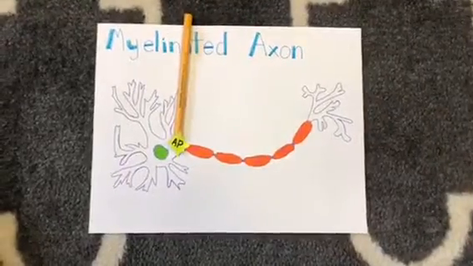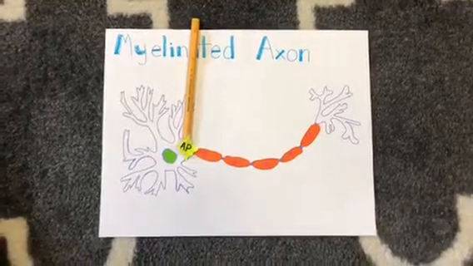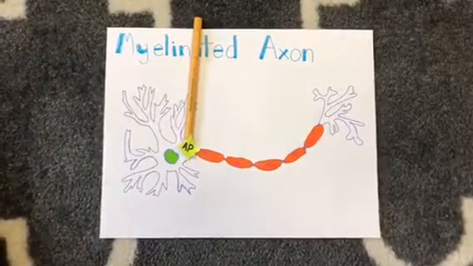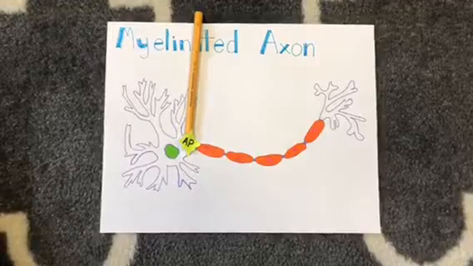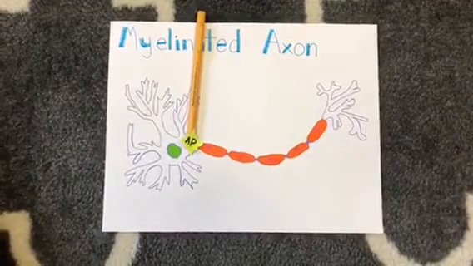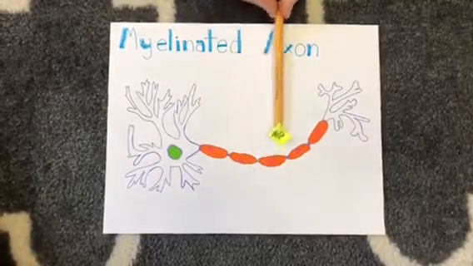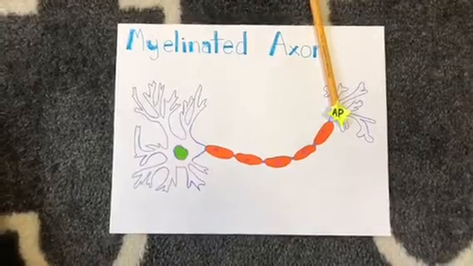Some axons are surrounded by a myelin sheath. Myelin is created by glial cells, oligodendrocytes in the central nervous system, and Schwann cells in the peripheral nervous system. Action potentials travel over myelin and reoccur at the nodes of Ranvier. This is called saltatory conduction.